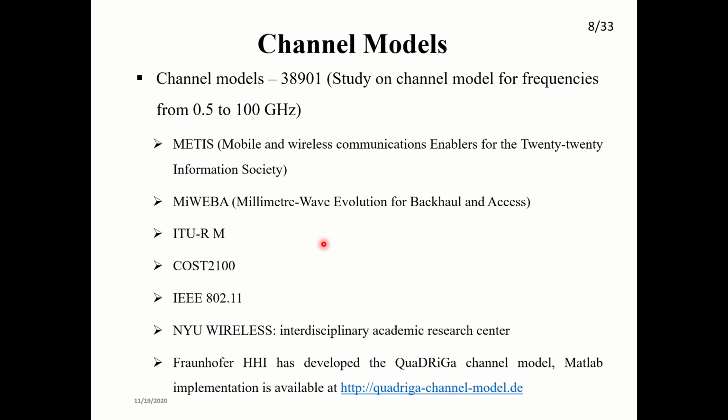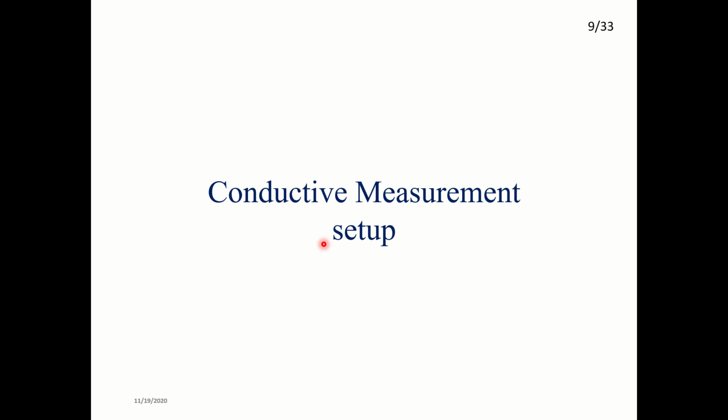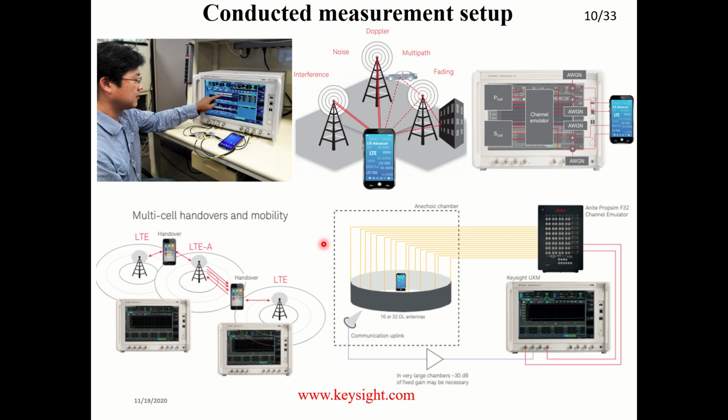Okay, so now we will move on to the conducted measurement setup. As we saw the overview of the different components involved in the measurement setup, now we will go into detail. Conducted means what? It is not the air medium, it is a conducted medium, that's all. Specific cables are connected everywhere, so that's what we call conducted mode.